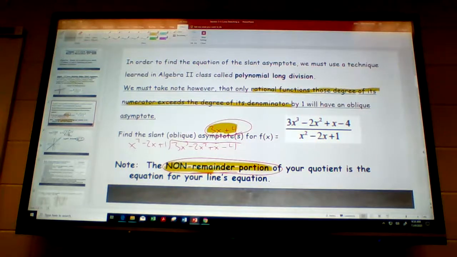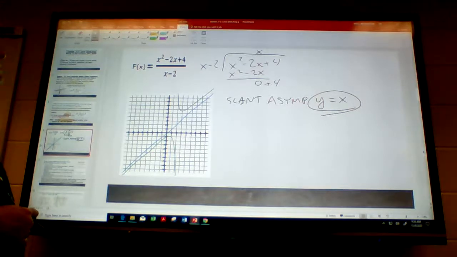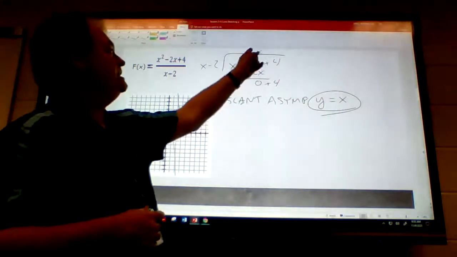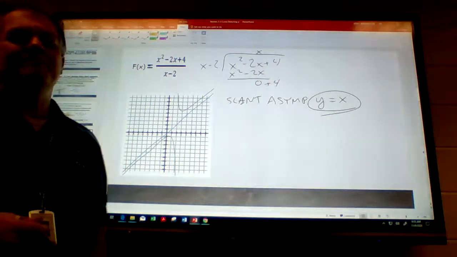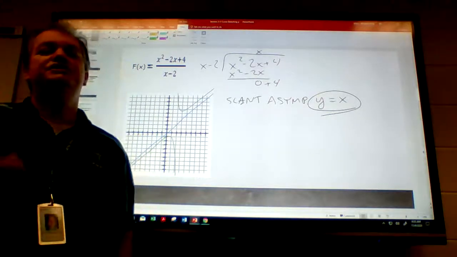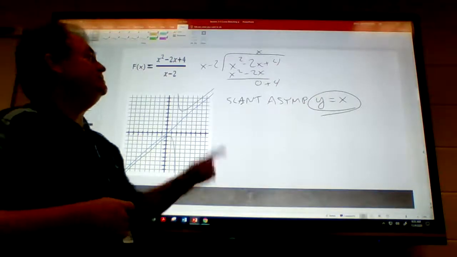All right, so now let's look at the following function. We got x squared minus 2x plus 4 all divided by x minus 2. So when I determine what the slant asymptote is going to be, it's going to be the function y equals x, because when I divide this, I get x. But I have a remainder of 4. But remember, the remainder doesn't matter. It's just the quotient part, the non-remainder, which is x.